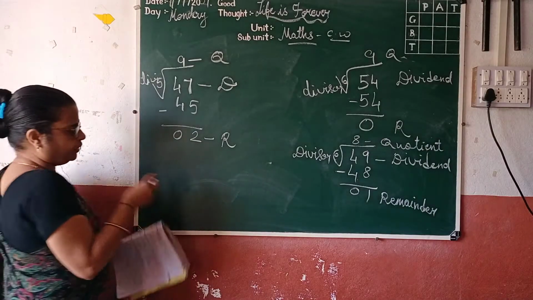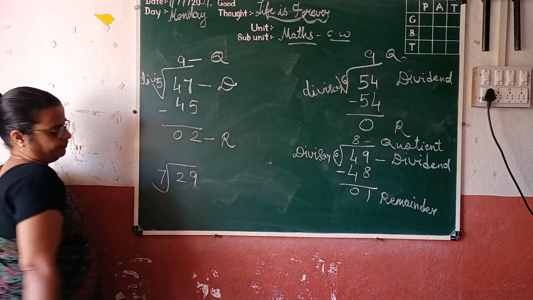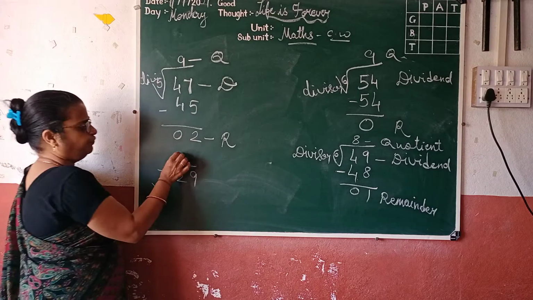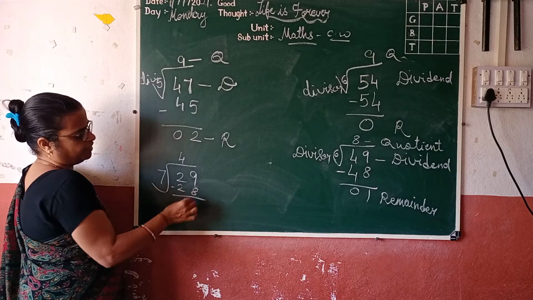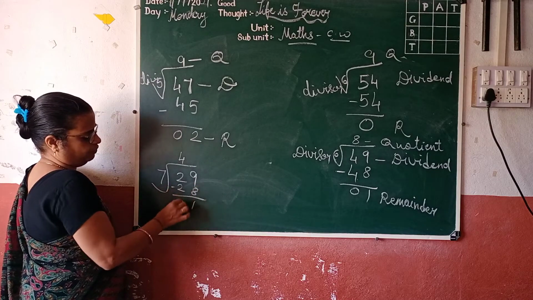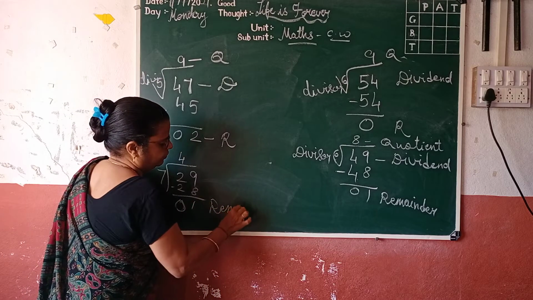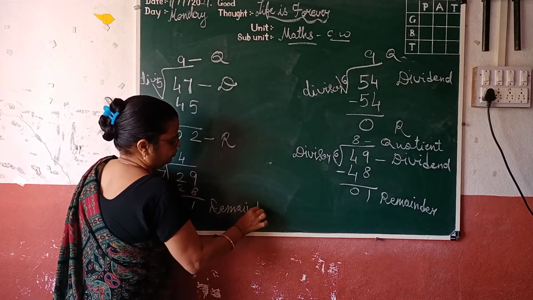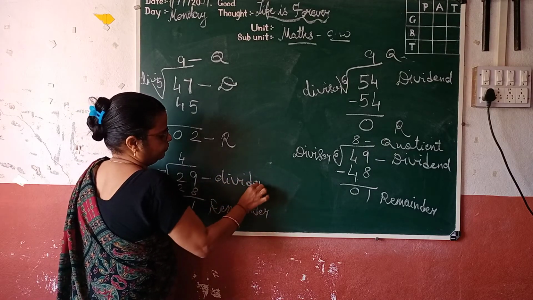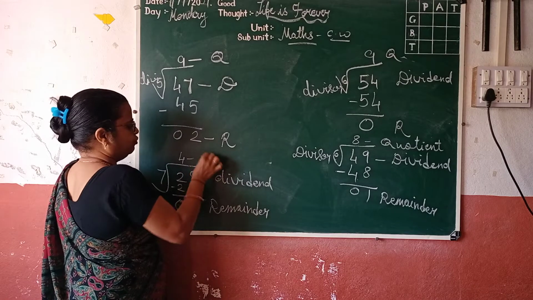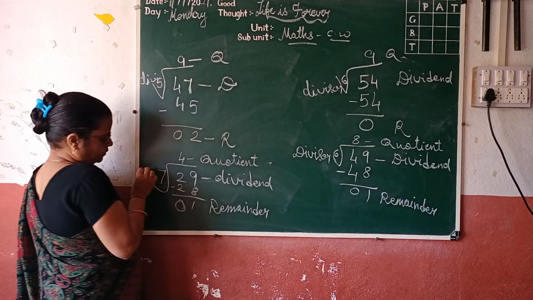Next, again 29 divided by 7. So again 7 4s are 28, minus, 9 minus 8 is 1, 2 minus 2 is 0. So your remainder is 1. This is a dividend, this is a quotient, and this is a divisor.